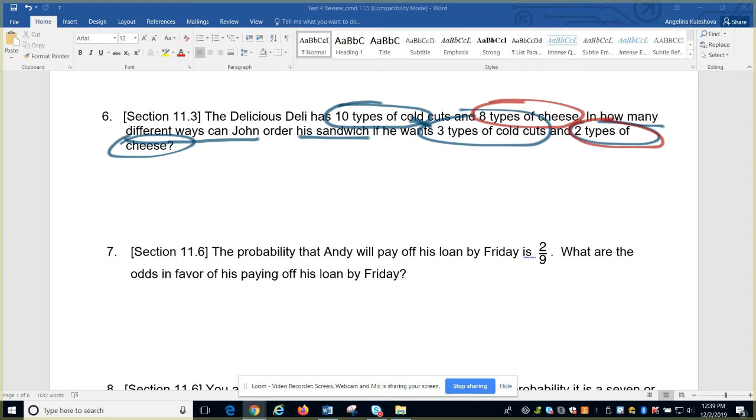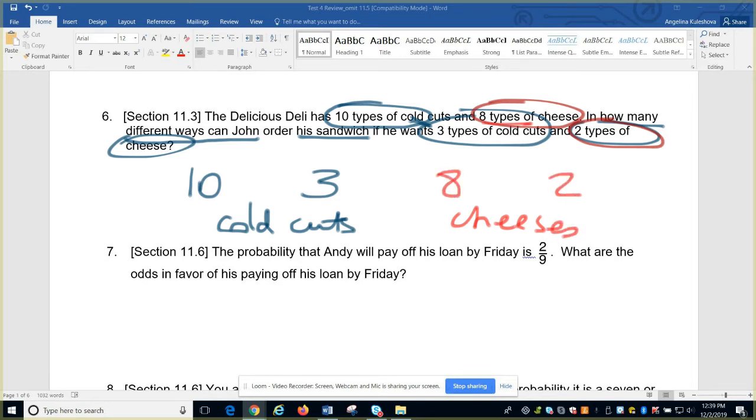So I know we have 2 selections going on. We have the cold cuts. So we have a total of 10. I always want to start with my total number. And then he's selecting 3. Then for the cheeses, there's a total of 8, and he's selecting 2.